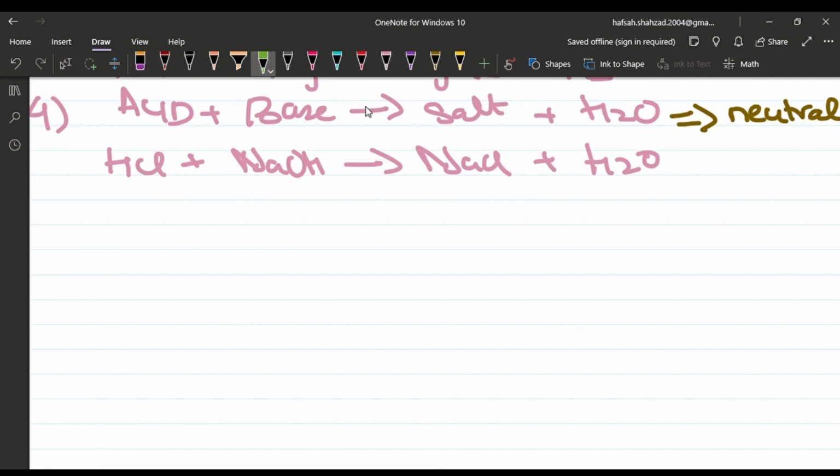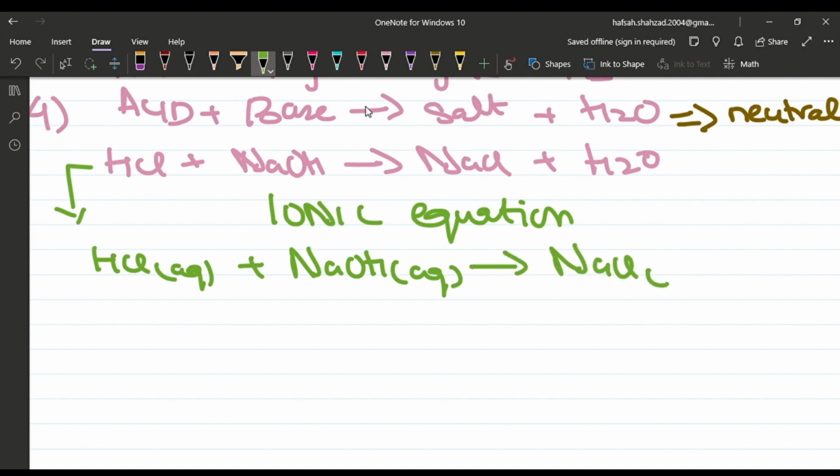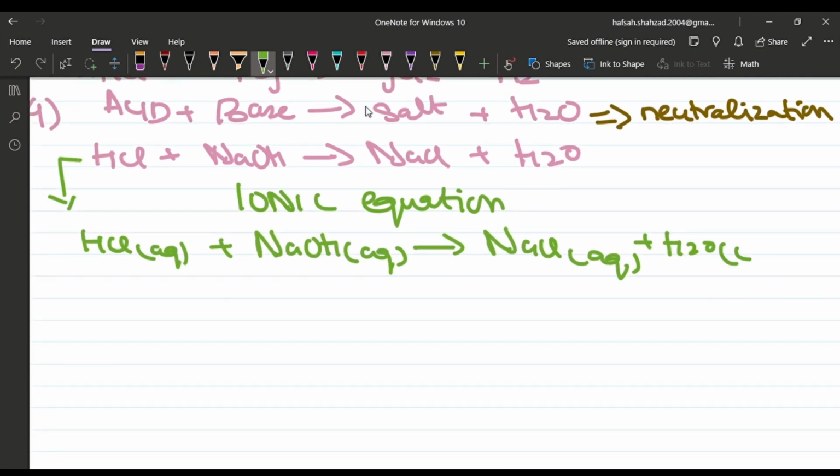So that brings me to another section of this, which is ionic equations. Now continuing the example above, we have HCl, it is aqueous. We have NaOH, it is again aqueous. They form NaCl, a soluble salt, so again it is aqueous. And we have H2O. H2O is liquid.